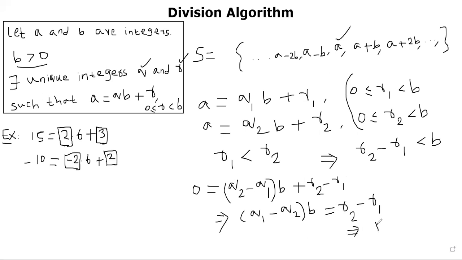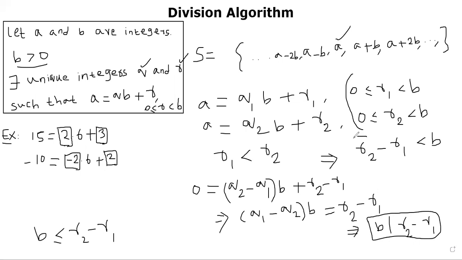Okay, B divides R2 minus R1, right? Because we wrote R2 minus R1 as a product of B times something. So what can we now say when B divides R2 minus R1? It means this implies B is less than or equal to R2 minus R1. But that's a contradiction because we already proved that R2 minus R1 is less than B, but here we say B is less than or equal to R2 minus R1. Okay, therefore, our assumption is wrong. Therefore, R1 cannot be less than R2. So this is wrong. That means R1 has to be equal to R2.